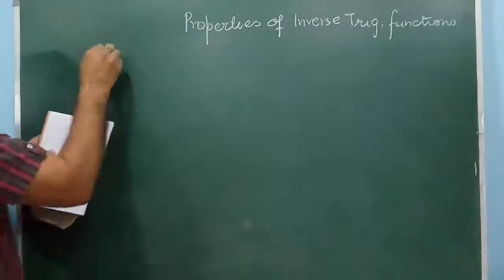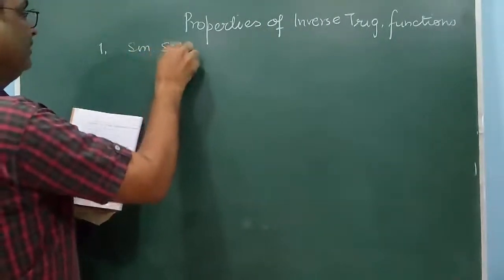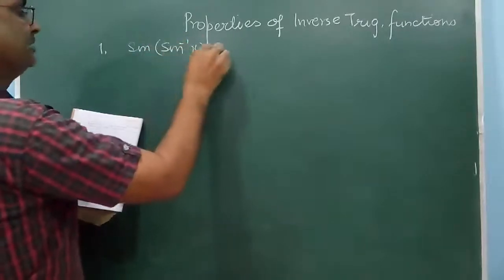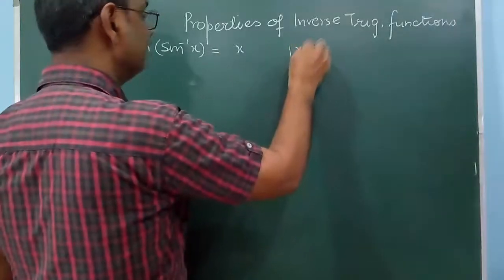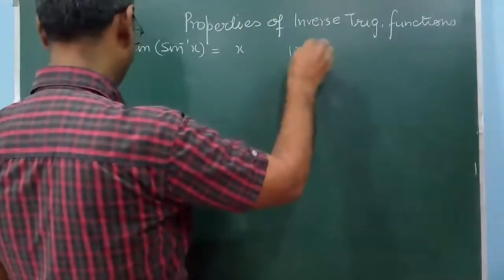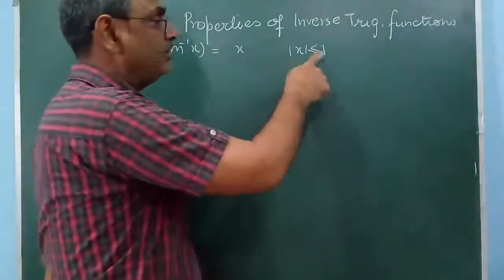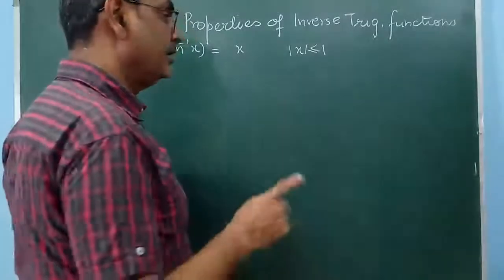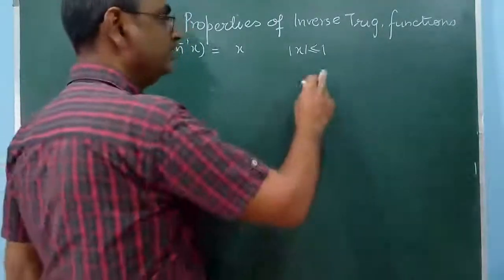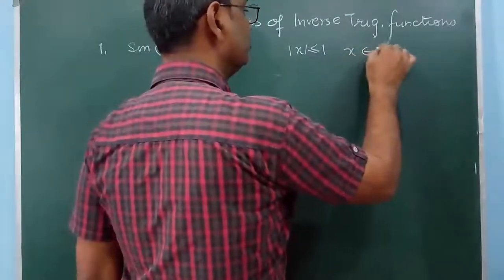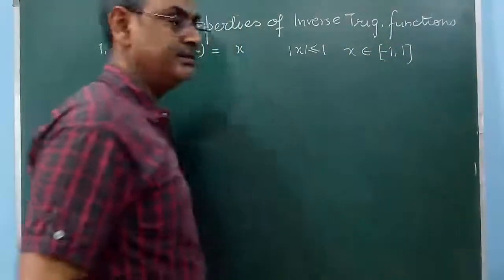First one, the formula you have to learn is sine inverse x. Sine inverse x equal to x, mod x is less than or equal to 1. Mod x is less than or equal to 1 means the maximum value of x can be 1. Here the mod will be giving you two values. So here x belongs to -1 to 1. The equal to sign is there.